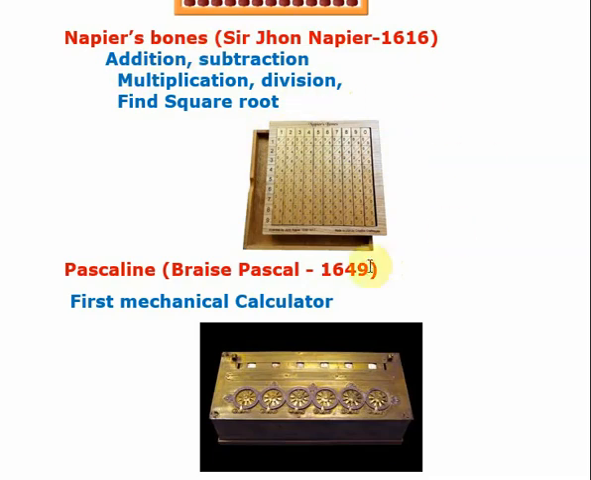Then Pascaline. See, it is related to the name. First mechanical calculator. It is actually a mechanical calculator, not electronic, mechanical. It looks like this, and you should be able to identify it also. Looking at this picture, you should be able to tell what this device is. That is important. Here you always get a few wheels like this.